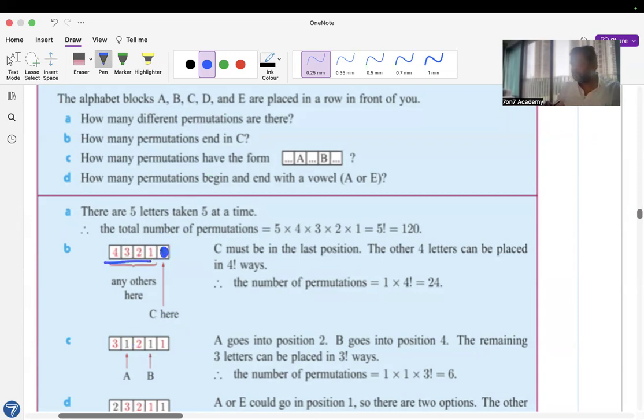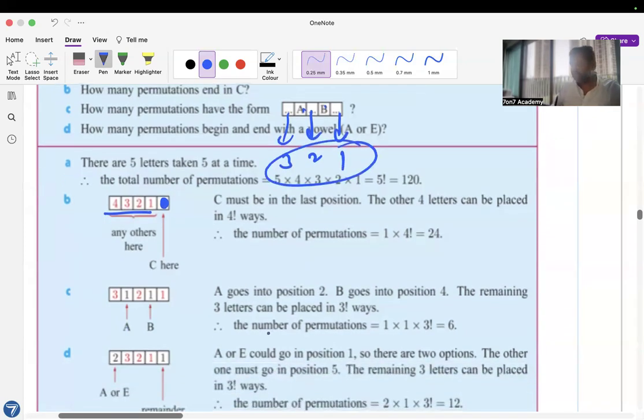Now 5 letters remain... 4 remain, and 4 out of 4 you have to fill. So 4P4, which means 4 factorial. Now if two places are fixed here, this can be filled in 3 ways, this in 2 ways, and this in 1 way. So 3 factorial. Agree?